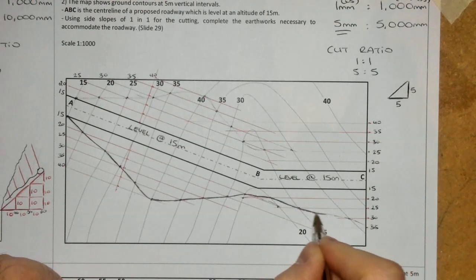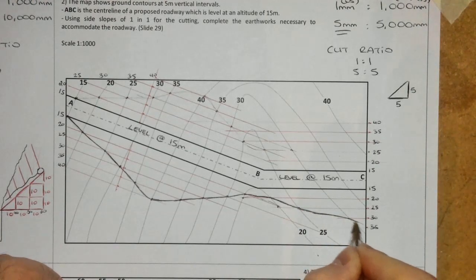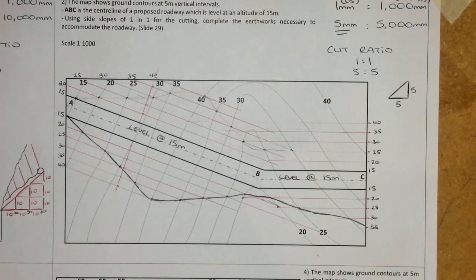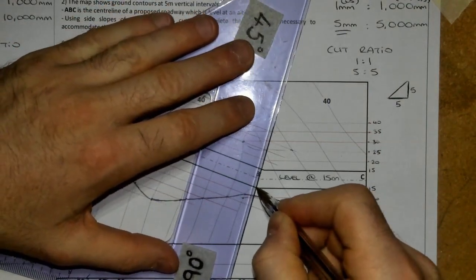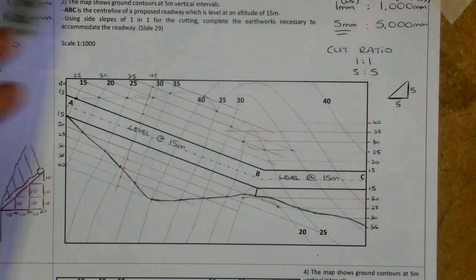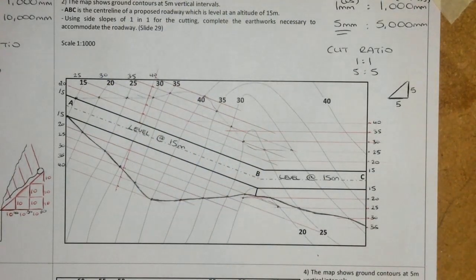And what you do then, because the road has changed direction, we're also going to see it in the profile. You're going to connect this point here to the corner of the road where it turns. Okay, and that's simply it. Nice and easy like that.